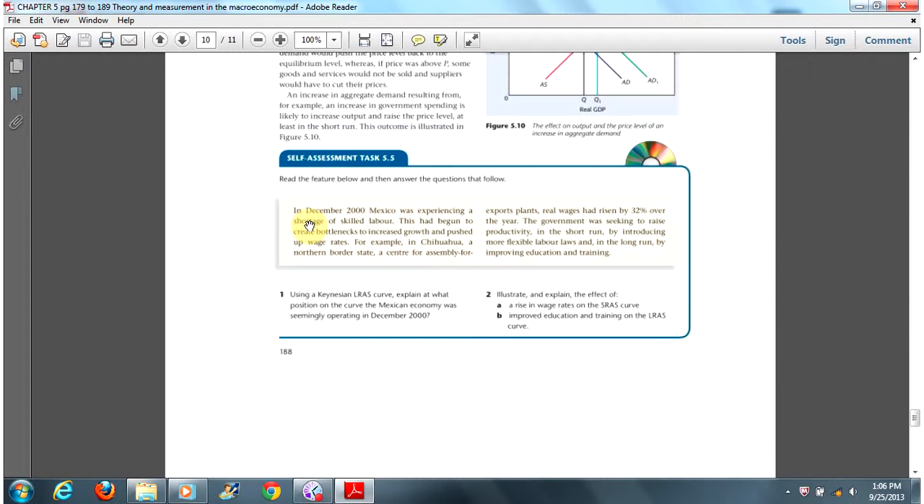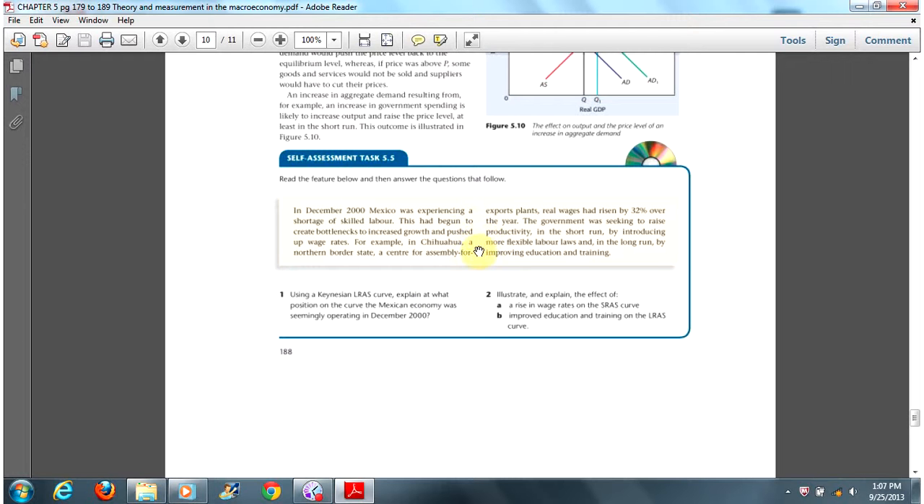Self-assessment Task 5.5. Read the feature below and then answer the questions that follow. In December 2000, Mexico was experiencing a shortage of skilled labor. This had begun to create bottlenecks, increase growth and push up wage rates. For example, in Chihuahua, a northern border state and a center for assembly for export plants, wages had risen by 32% over the year. The government was seeking to raise productivity in the short run by introducing more flexible labor laws, and in the long run by improving education and training.